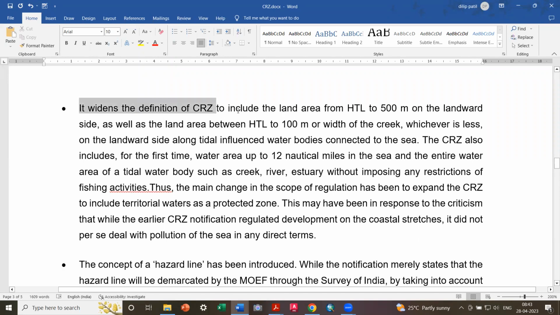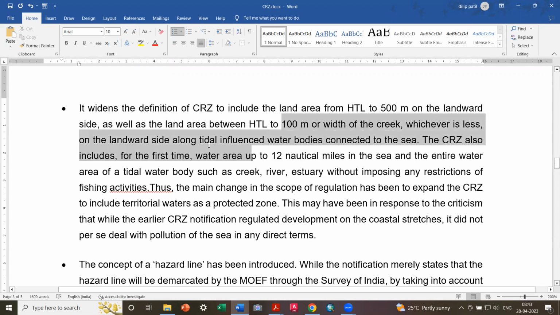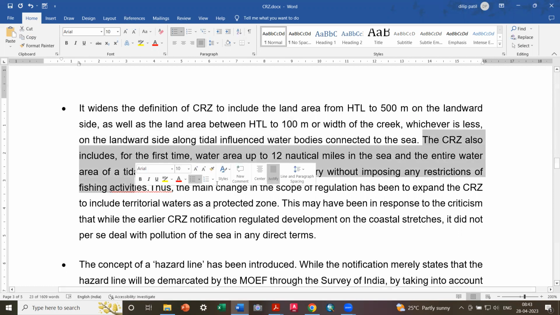So it widens the definition of CRZ to include the land area from high tide line to 500 meters on the landward side, as well as the land area between high tide line to 100 meters or width of the creek, whichever is less on the landward side along the tidal influence water bodies connected to the sea. The CRZ also includes for the first time water area up to 12 nautical miles in the sea and the entire water area of the tidal water body such as creek, river, estuary without imposing any restrictions of fishing activities.